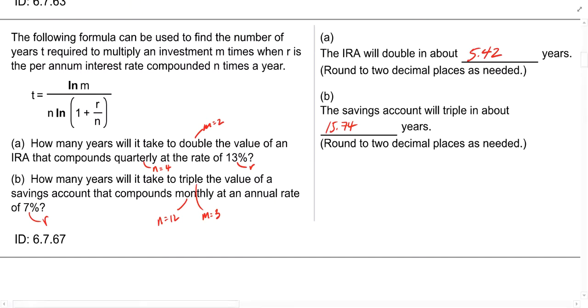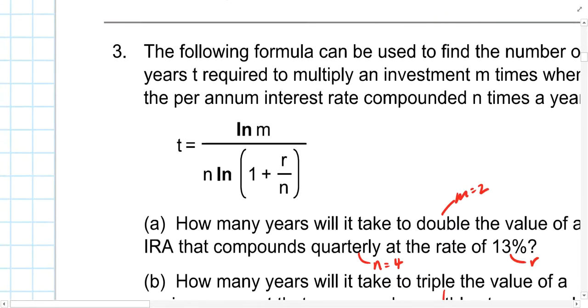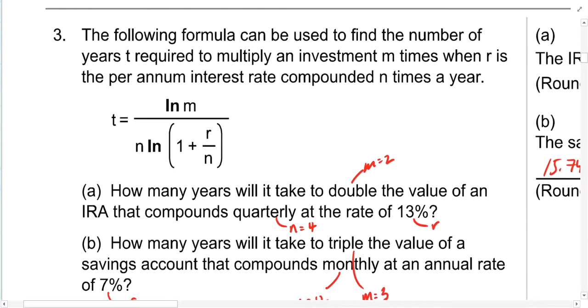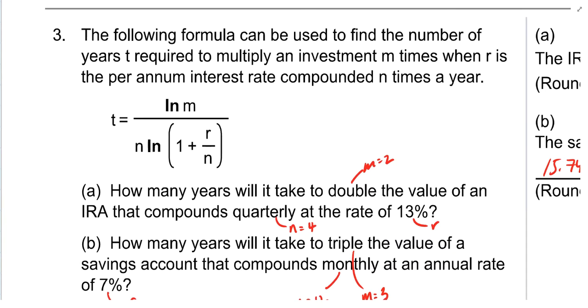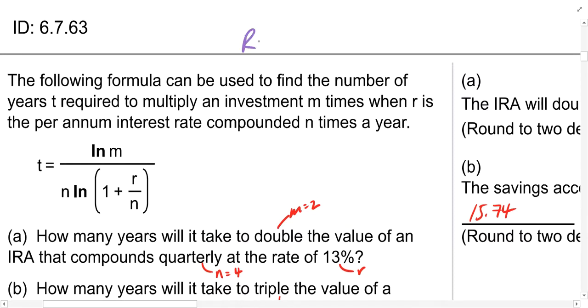So in this next example, again, this is not a formula that we're familiar with. We haven't practiced much with it, but I think by reading for context clues, you should be able to work with it. This formula can be used to find the number of years required to multiply an investment m number of times when r is your interest rate compounded a certain number of times per year.